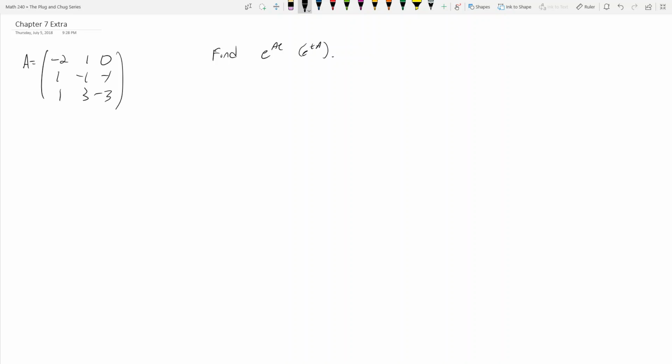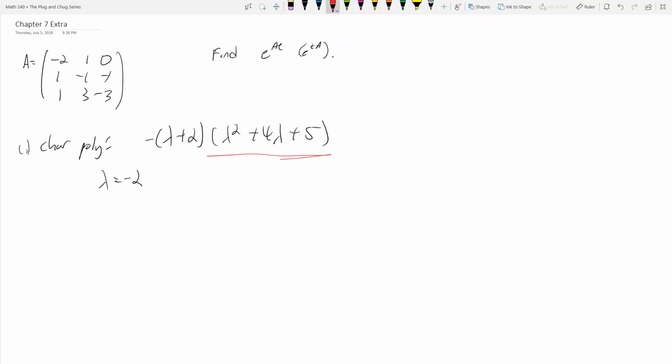All right, you're given this matrix here. Your characteristic polynomial, to find your eigenvalues, is going to be negative lambda plus 2, times lambda squared plus 4 lambda plus 5. So one of your lambdas is negative 2. This guy here, please don't factor. It's tempting to say lambda plus 1, lambda plus 5, and it's wrong. So don't do it. This is actually the most common mistake on this problem.